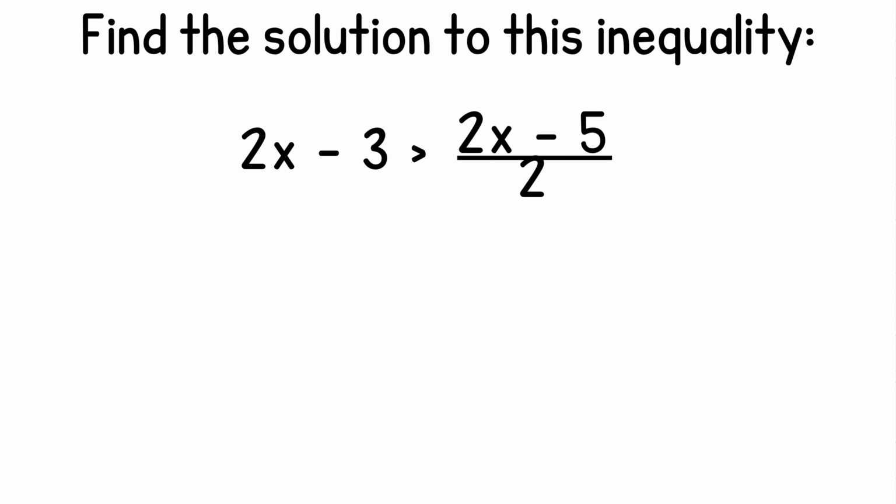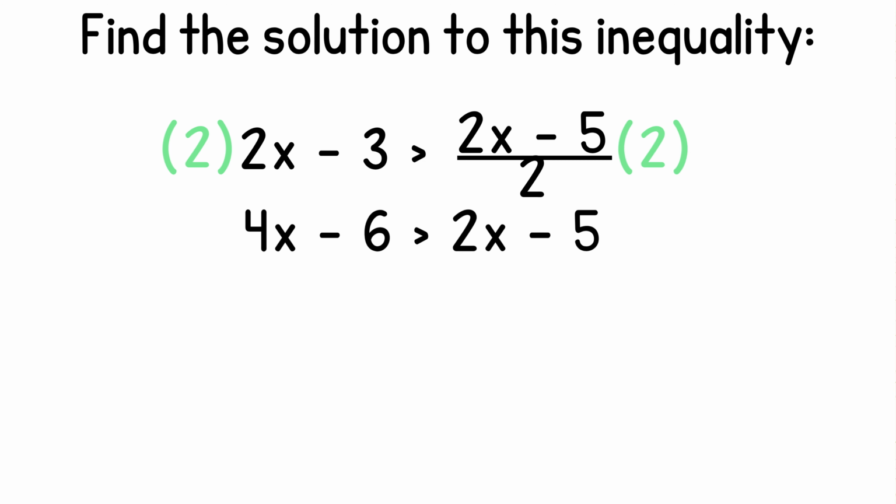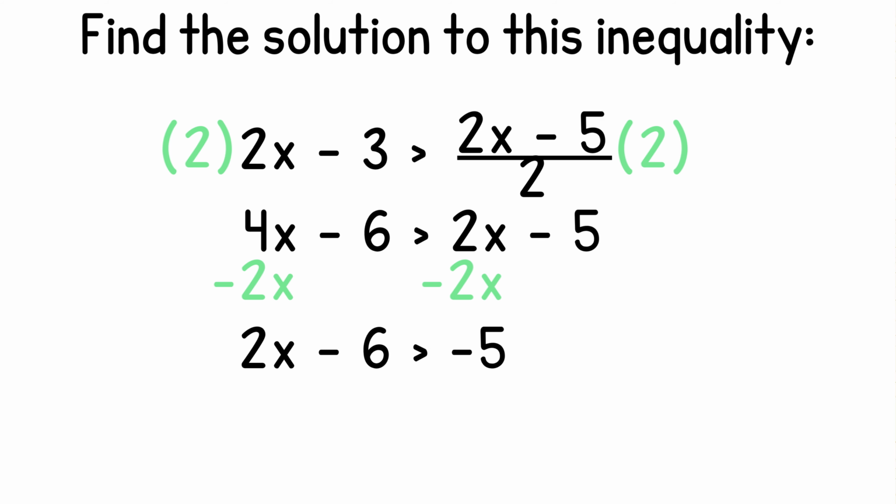Let's look at solving another inequality. We'll start by multiplying by our denominator, and this gives us 4x - 6 is greater than 2x - 5. Now we'll try to get our variables on just one side of the inequality. So we'll subtract that 2x from both sides. This gives us 2x - 6 is greater than -5. Now to get x by itself, we're going to add 6 to both sides. This gives us 2x is greater than 1. And our last step is to divide both sides by that coefficient of 2. This gives us a final answer of x is greater than 1/2.